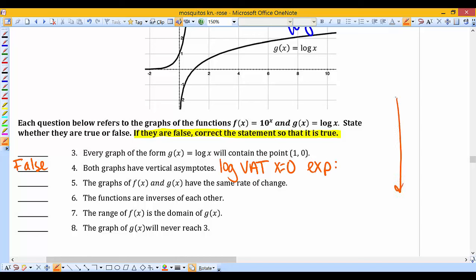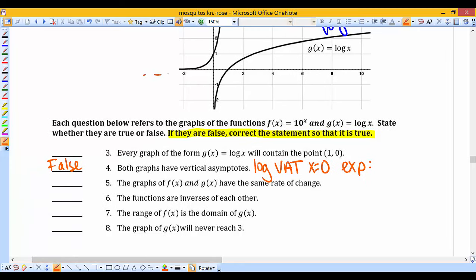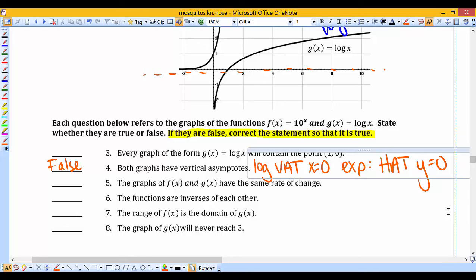Vertical asymptotes run up and down. The exponential actually has a horizontal asymptote. So it has a horizontal on the x-axis. So I'm actually going to say it has a horizontal asymptote at y equals 0. So don't do too much, but do fix the false statements. Don't just put true or false, please. I won't give you credit for that. Please make sure you fix them.